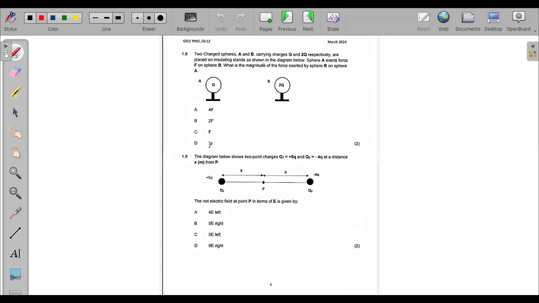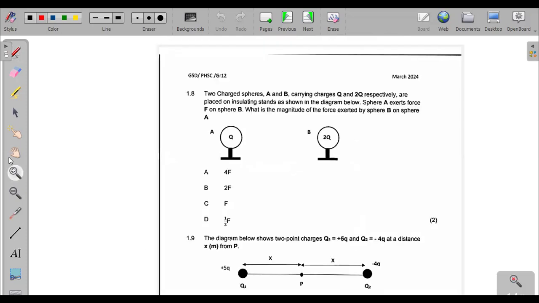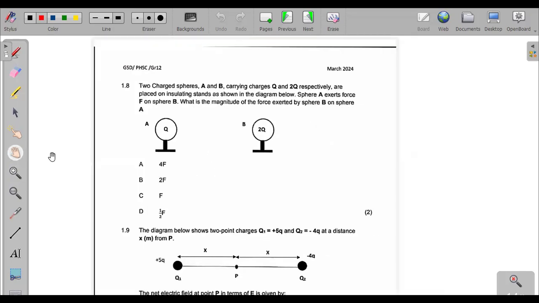Okay, let's go to 1.8. Two charged spheres A and B carrying charges Q and 2Q respectively are placed on insulating stands as shown in the diagram below. Sphere A exerts force F on sphere B. What is the magnitude of the force exerted by sphere B on sphere A?